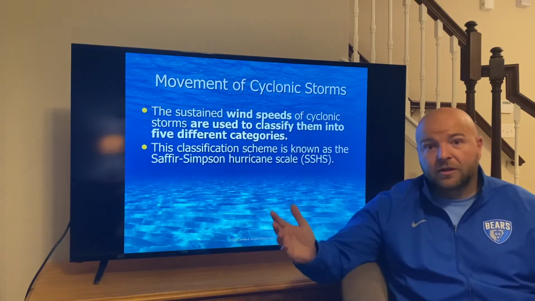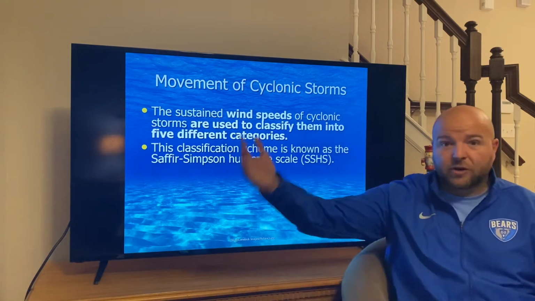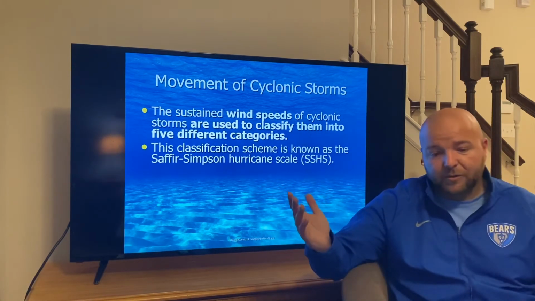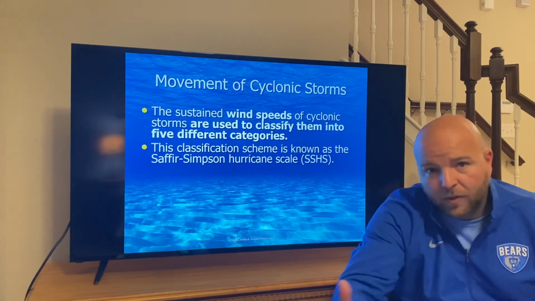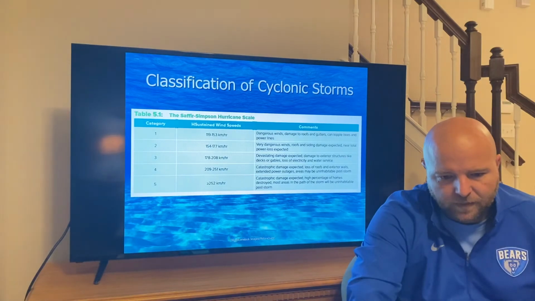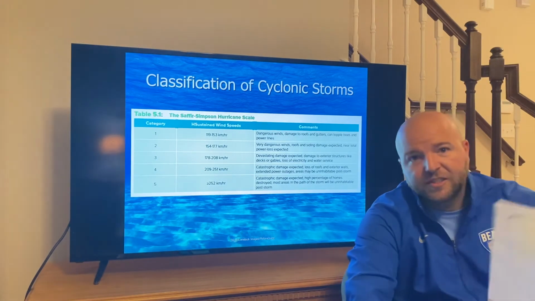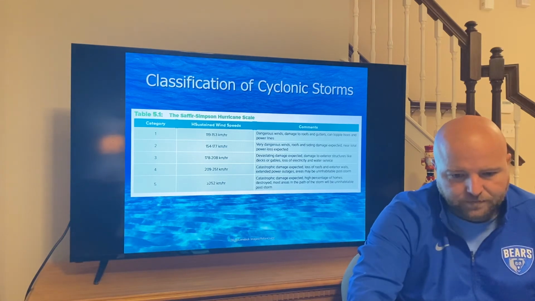At some point in the future, it is possible that a new category could need to be created, that we could get to a point where a Cat 6 is required. But at the moment, we've got categories 1 through 5 for our hurricanes. You can pause this and take a look at those speeds if you want, and break it down.